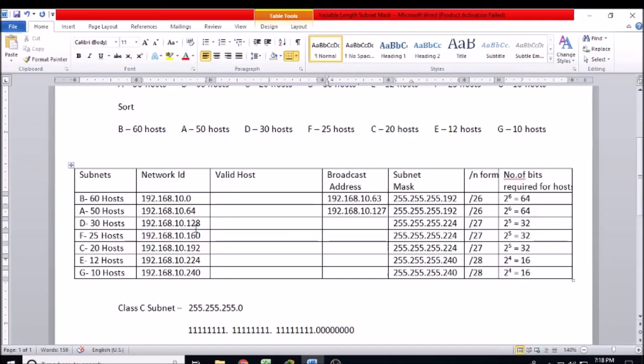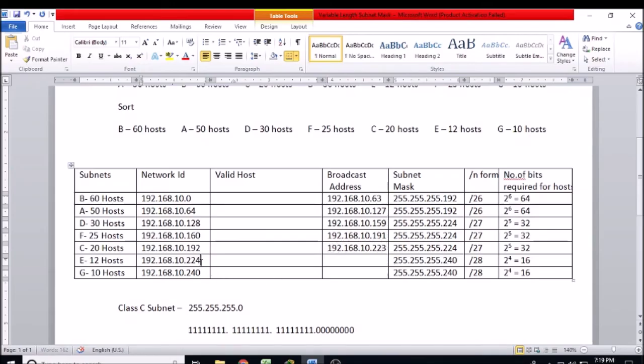Similarly for D, F is the next subnet and its network ID is 160. So minus 1, it is going to be 159. And for F, the next network ID is 192, so 192 minus 1 is 191. Here for C, it is 224 minus 1. It will be 223.